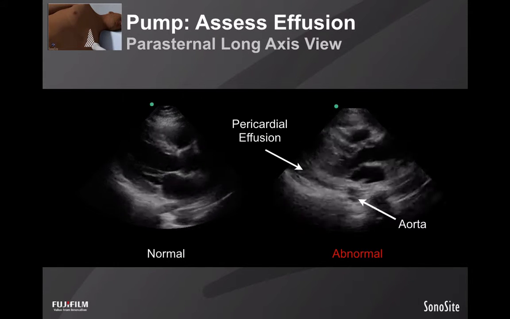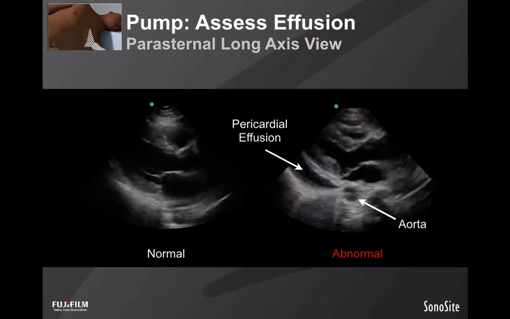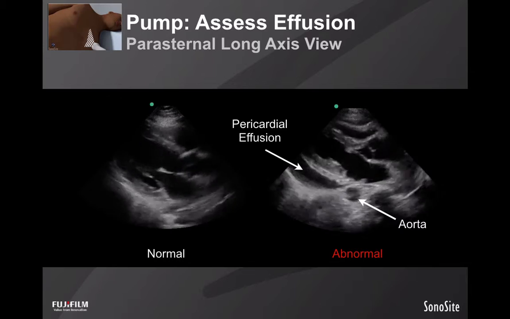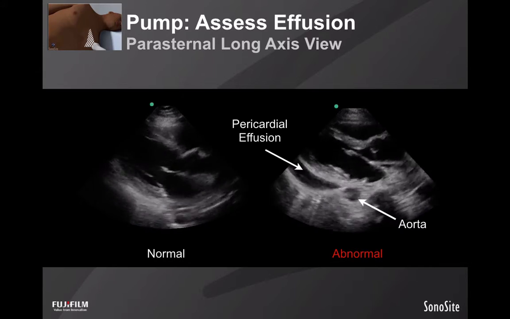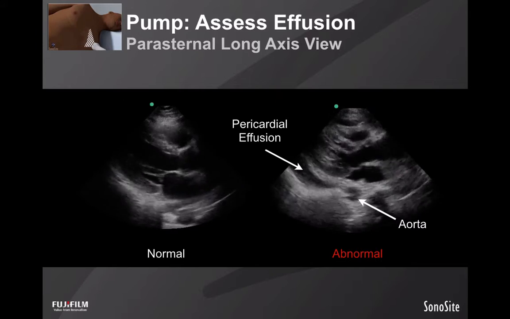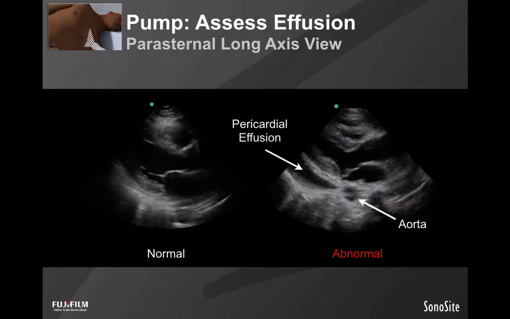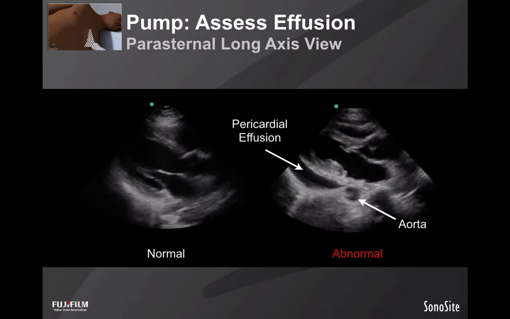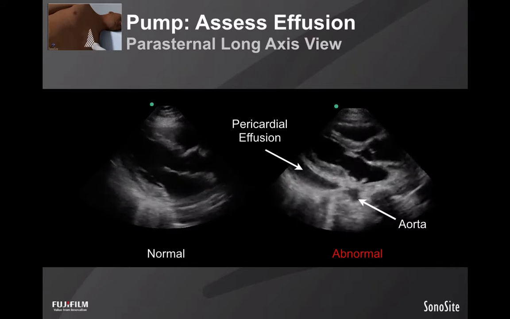Here we are comparing 2 parasternal long-axis views of the heart, assessing for the presence of pericardial effusion. The ultrasound transducer is on the anterior chest wall just lateral to the sternum at approximately the 3rd or 4th intercostal space. The orientation marker will be pointed towards the right shoulder or the left elbow, depending on the convention where you practice.